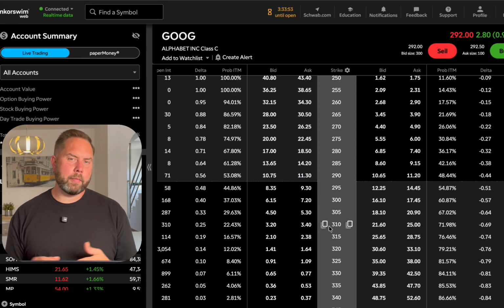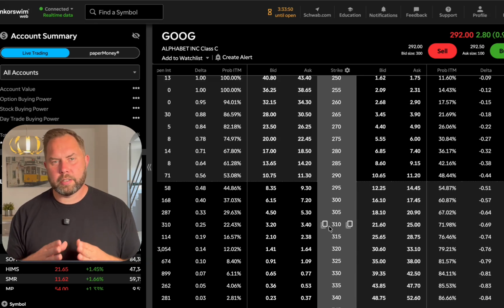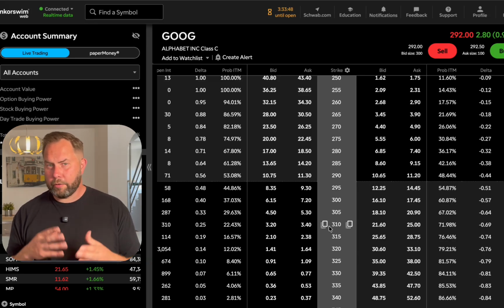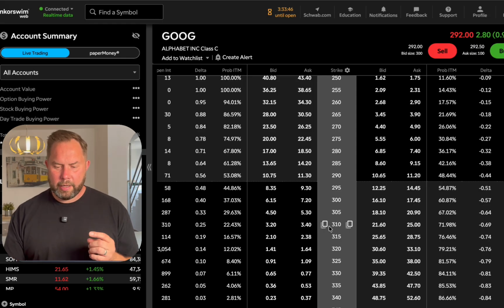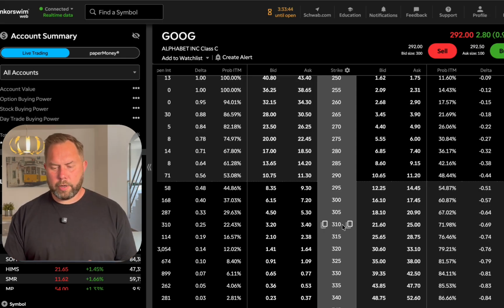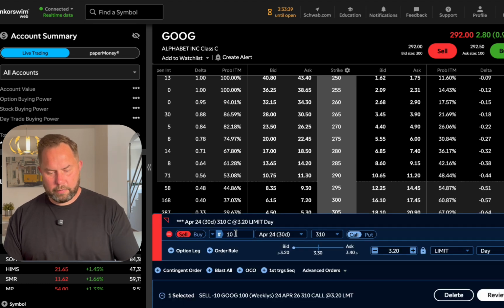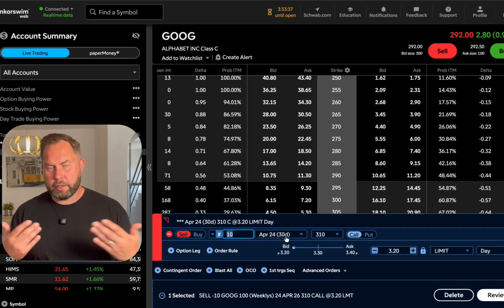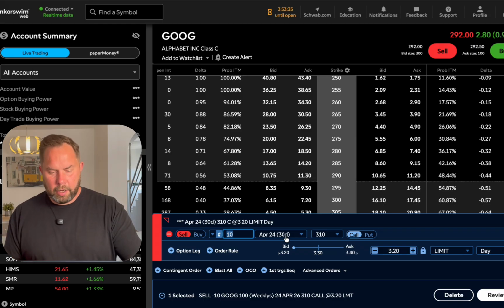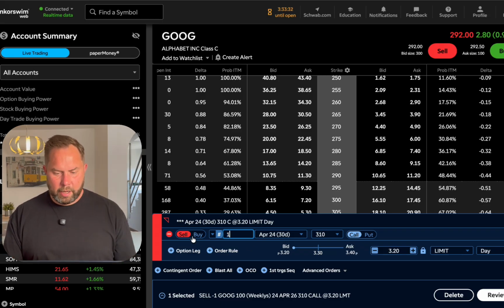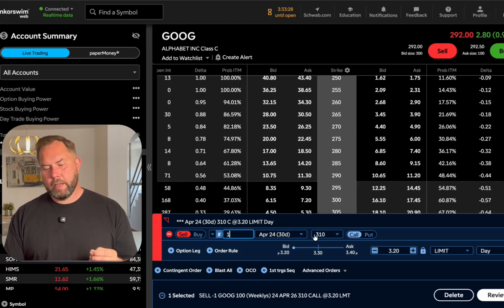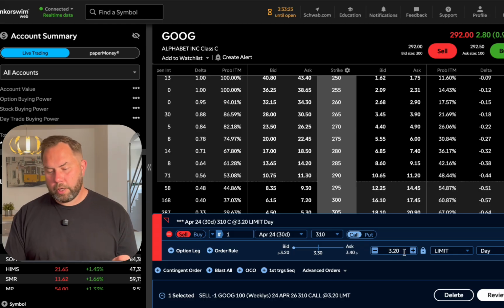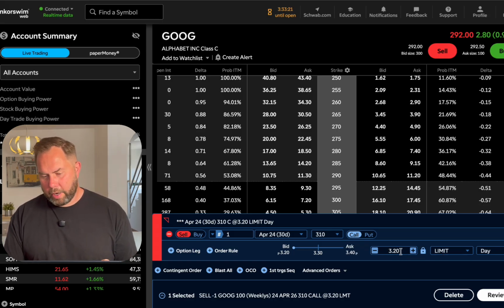Let's say at the end of the month, you're willing to sell your shares of Google, 100 shares, because every options contract is 100 shares. If you're willing to sell Google for $310, you could sell the 310 strike. For every 100 shares you have, you could sell one contract. So let's say you just have 100 shares of Google. You could sell a covered call, one contract, 30 days out, April 24th, for $310. And someone's going to pay you $320, let's say, because that's what it's pulling up right now.